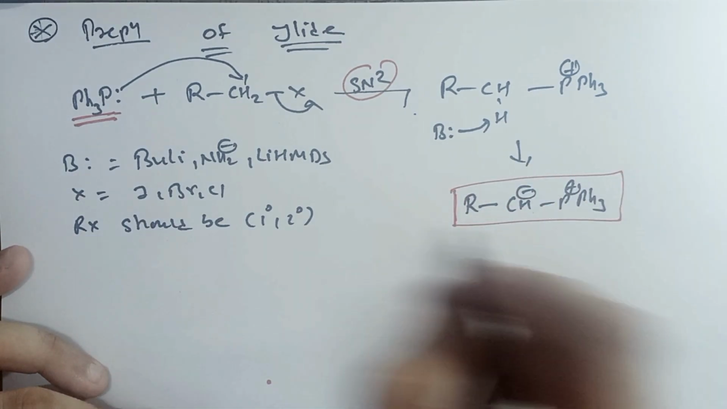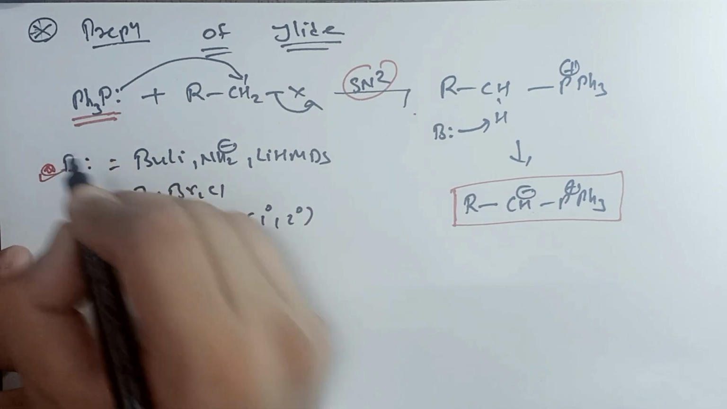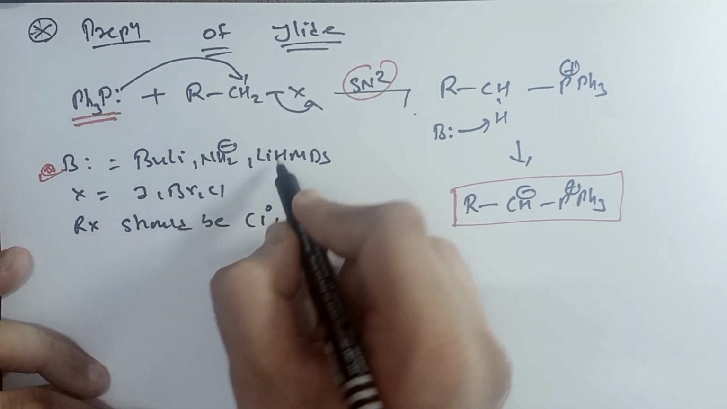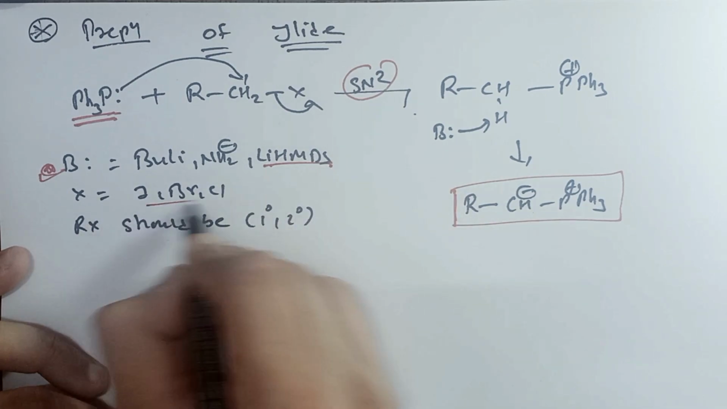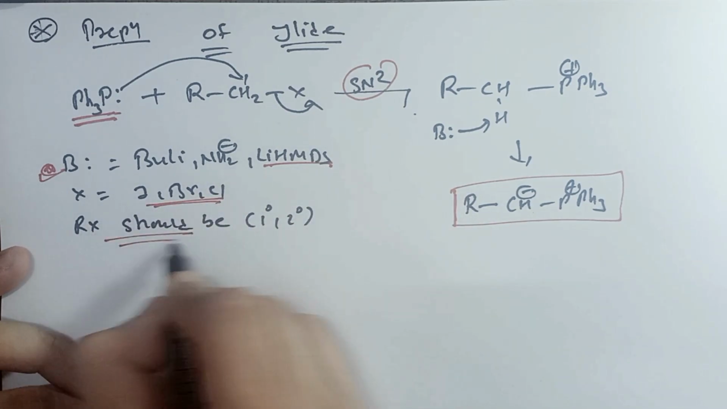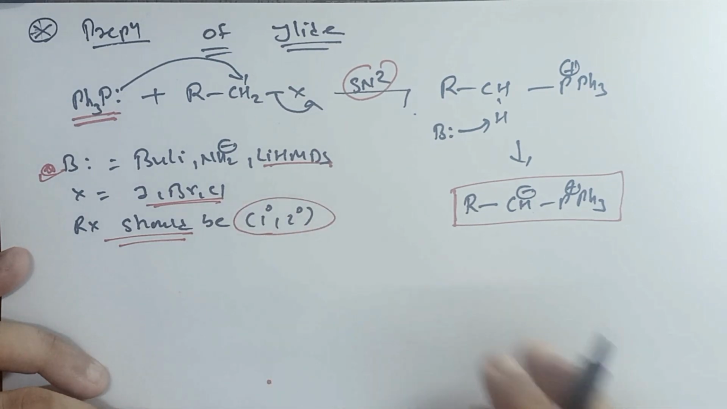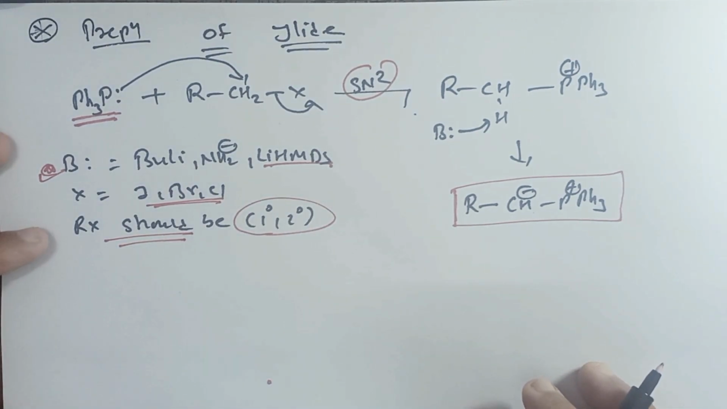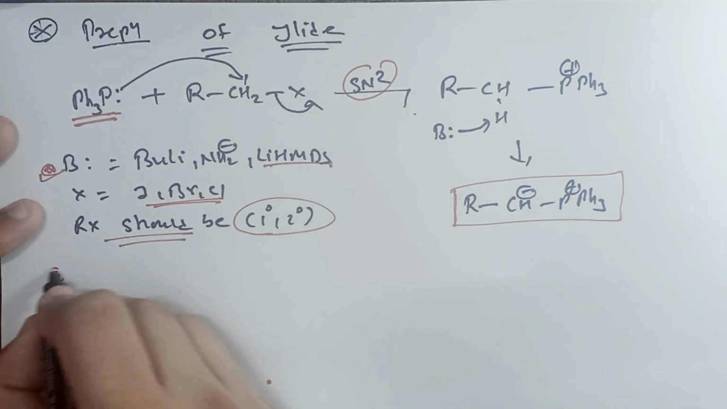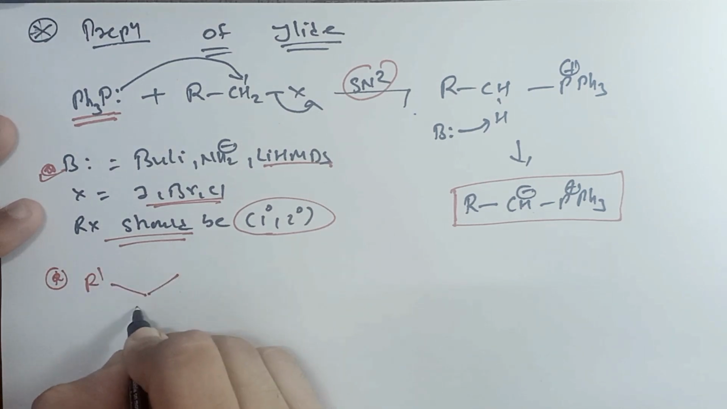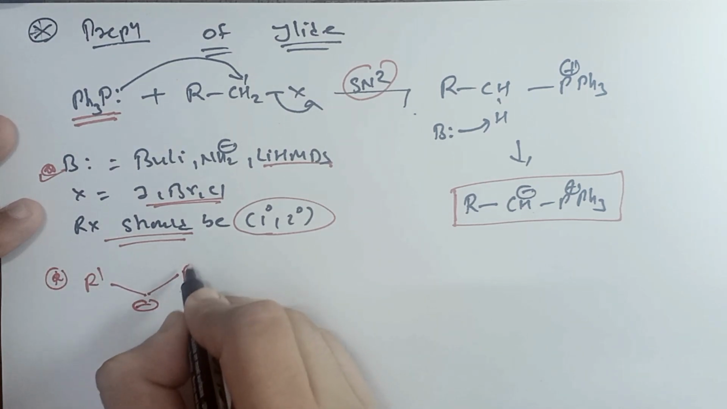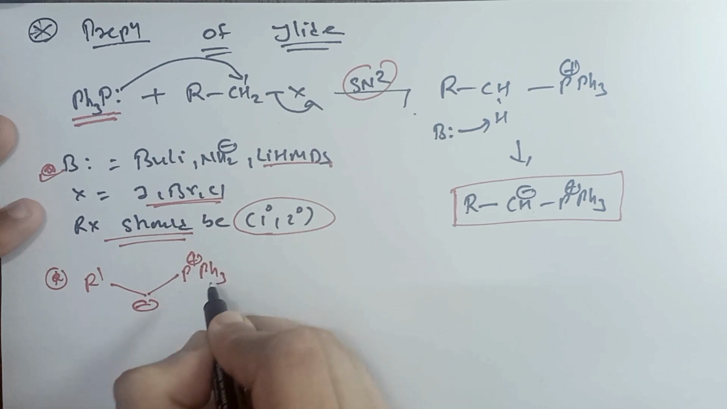Okay, so in this case we can take a base like butyl lithium, NH2 minus, or a lithium compound like LiHMDS. X is I, Br, or Cl. You have to remember that RX should be primary or secondary. Okay, now let us understand the Z selective Wittig reaction as well as the E selective Wittig reaction. Suppose we have this type of reaction, R dash with a negative charge here, and P positive PPh3 here.